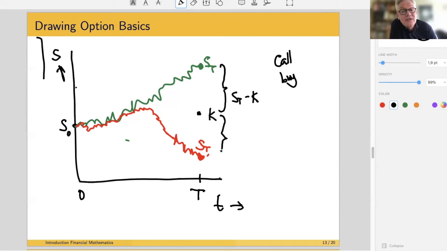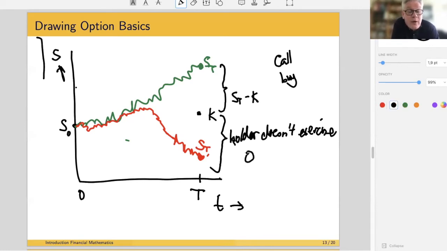In this region, a holder does not exercise. And then the option expires valueless. There's no exercise. So the value of the option there is 0. Yeah, because it's not exercised.